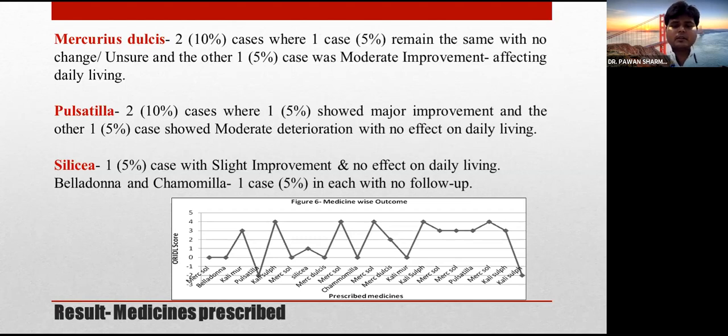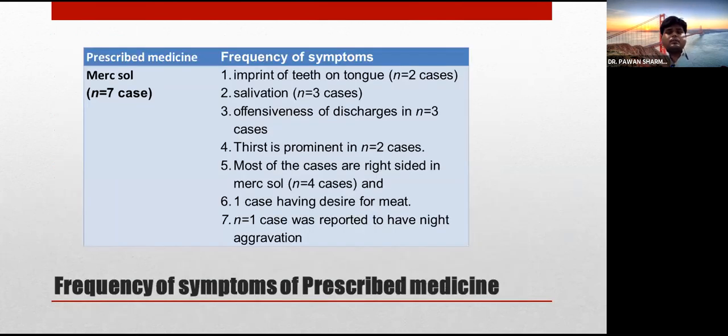This is the figure which shows the improvement on the outcome scale. If we see the 20 cases with prescription of Mercurius sol, Belladonna, Kali mur, Pulsatilla, Kali sulph, Mercurius dulcis and Silicea, where there is improvement the curve goes upwards, and where there is deterioration the curve goes downwards. Next, the prescribed medicine and frequency of symptoms.